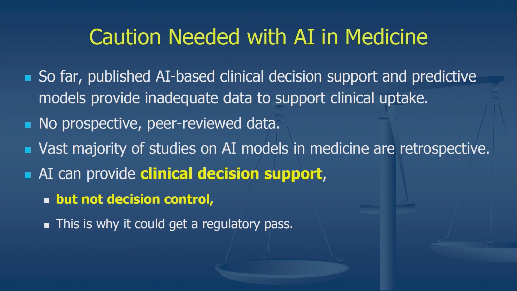So we have to be very careful with AI in medicine, and whatever we know now is based on retrospective data, with no prospective peer-reviewed data that could be reliable yet. Therefore AI provides clinical decision support, but not decision control. This is the reason it could get a regulatory pass.